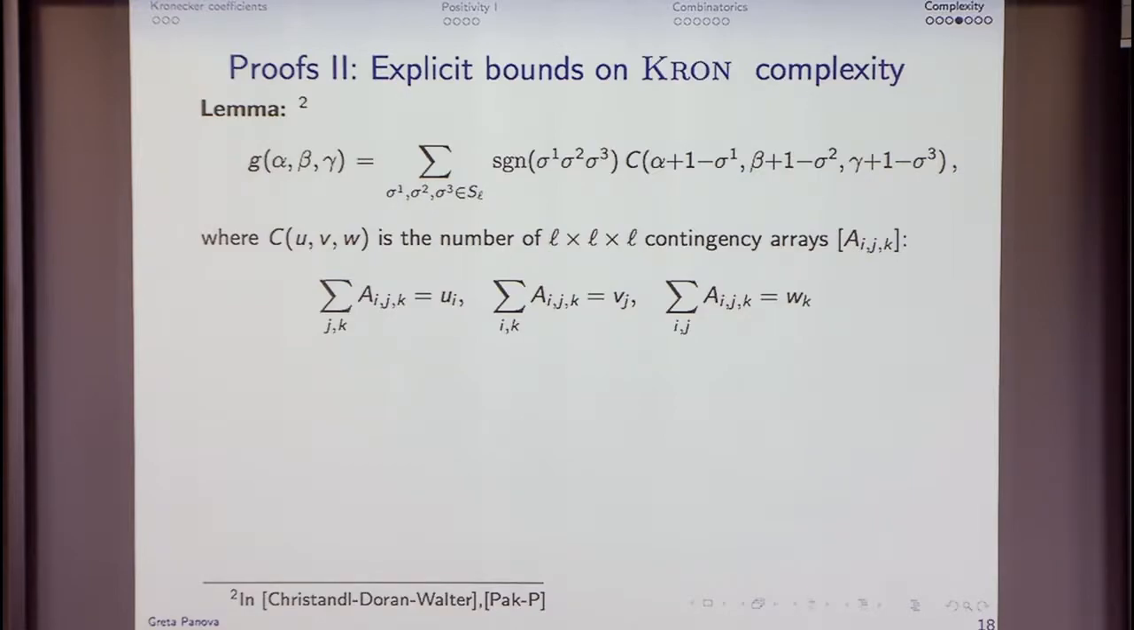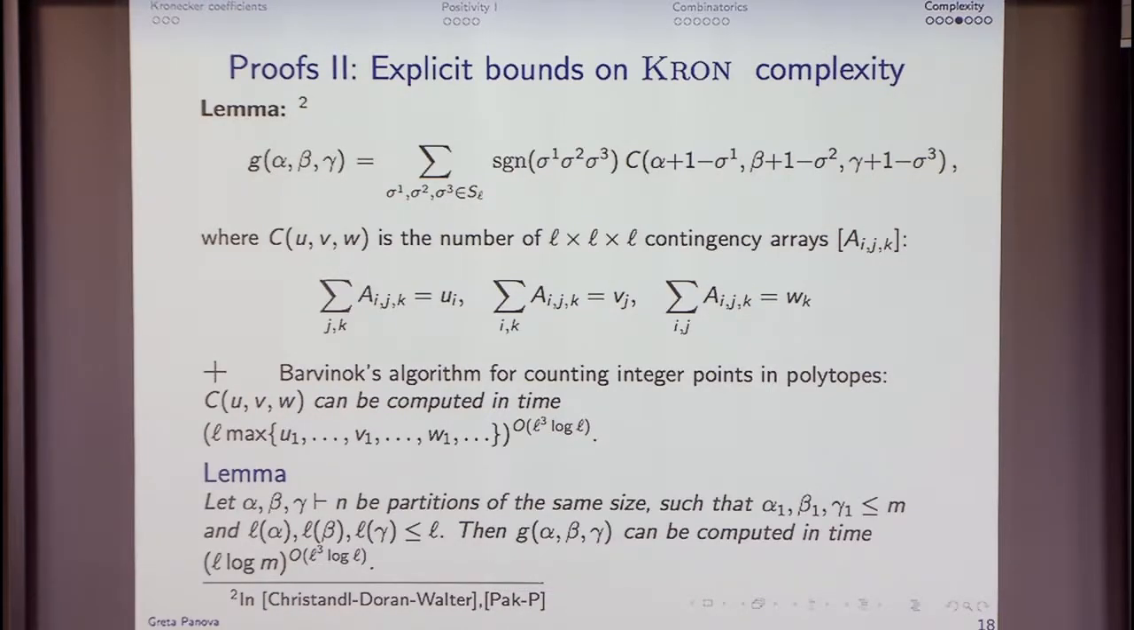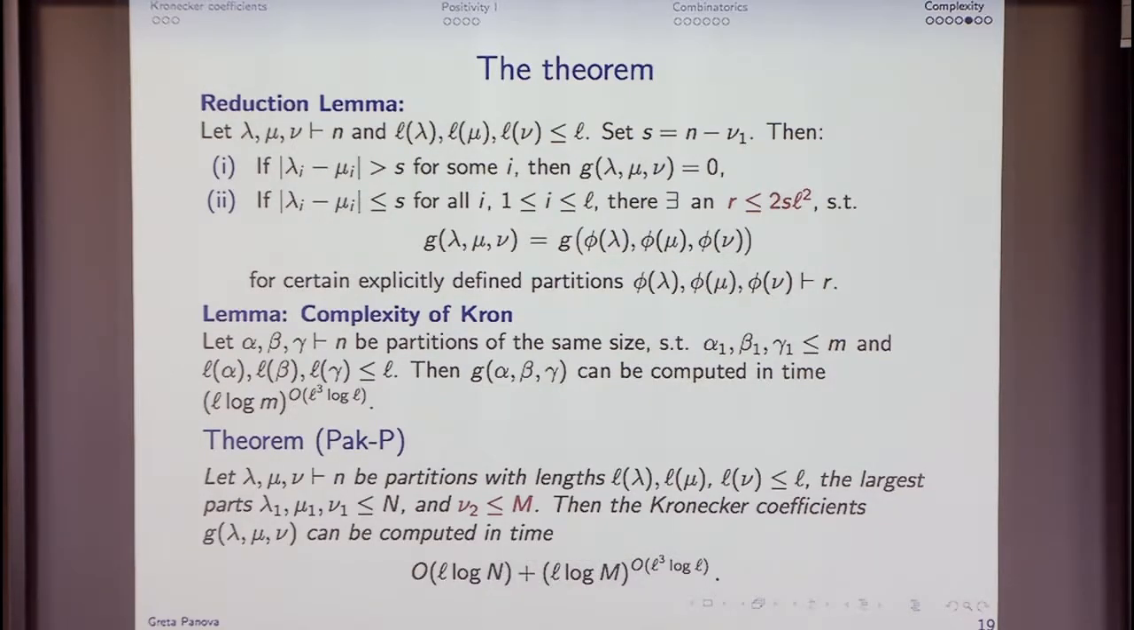But also, you can use this formula, as Christandl, Doran, and Walter did, to compute the Kronecker coefficients by computing the number of contingency tables, and that can be done with Barvinok's algorithm in a certain amount of time. So this combination is telling you in general how easily you can compute the Kronecker coefficient. Then, using the reduction lemma together with this, once we get from bigger coefficients to smaller coefficients, now we just use this bound, and that's basically what happens here.